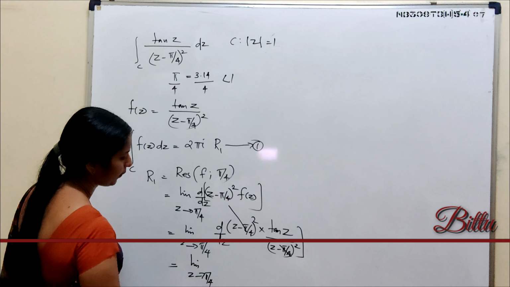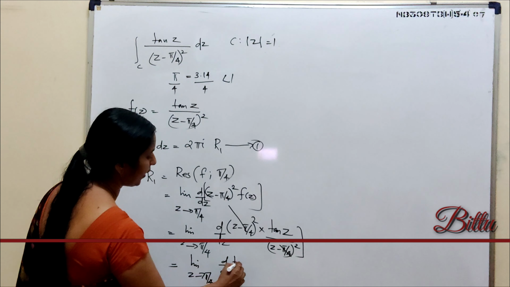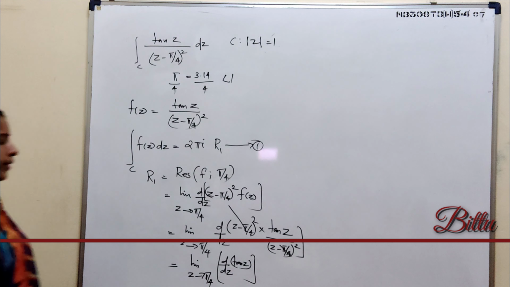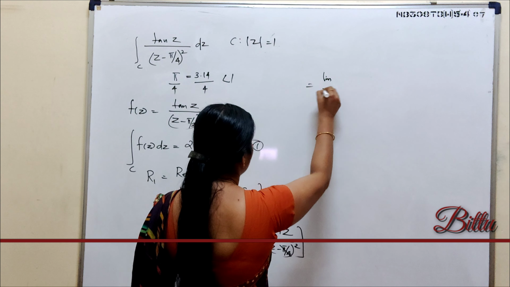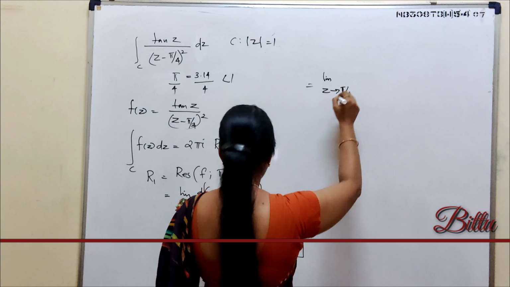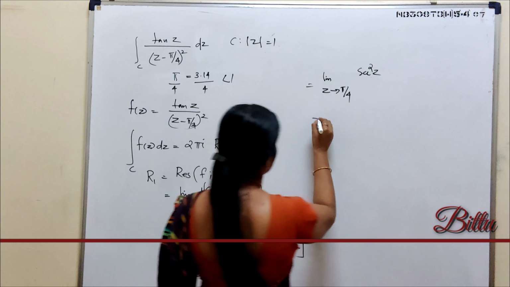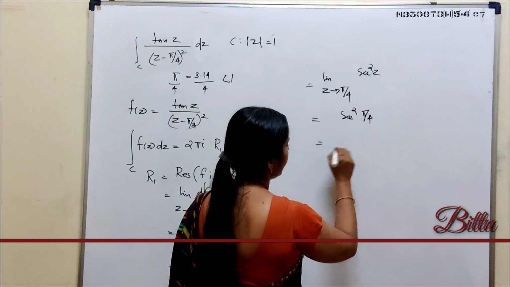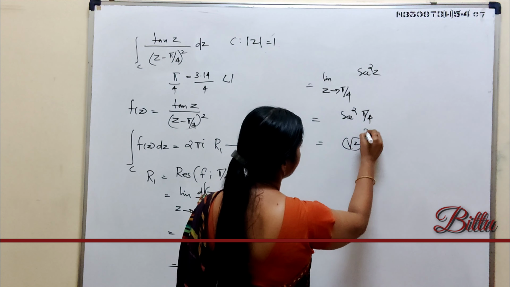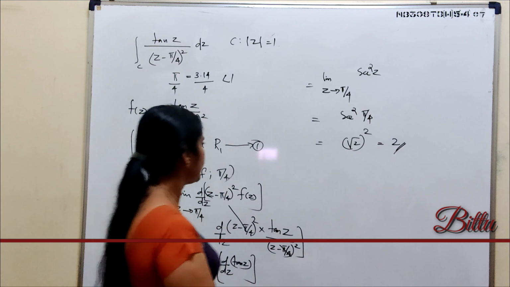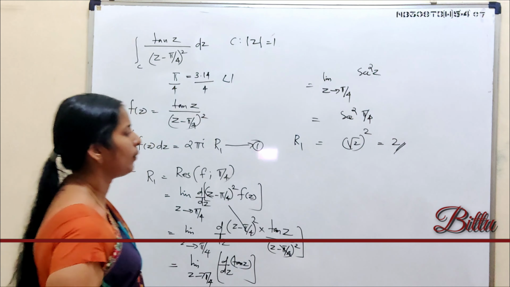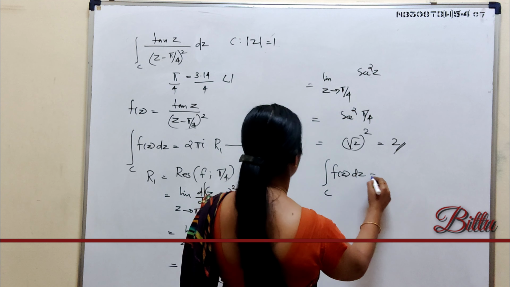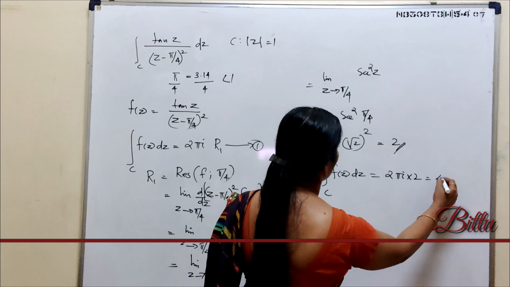So it is limit z tends to pi by 4 of d by dz of tan z. What is the derivative of tan z? The derivative of tan z is sec square z. Its limit is sec square pi by 4. Sec pi by 4 is root 2. So root 2 the whole square is 2. See, this is R1. You put the value of R1 in equation number 1. You can see integral over C f z dz is 2 pi i into 2, that is 4 pi i.